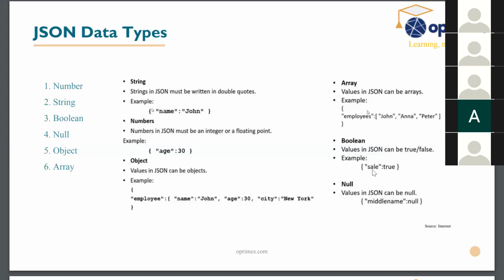Then null. Let me know what you understand by null, because it's already written. You don't have to provide any value for that particular object. If you don't want to assign anything to a particular key, we assign the value null to that key. That is the reason we use null. Got it, right? These are all the data types which come under JSON.